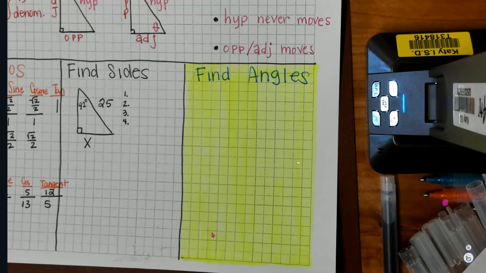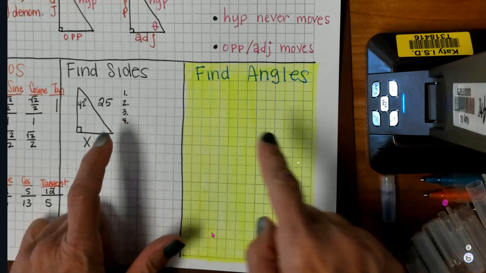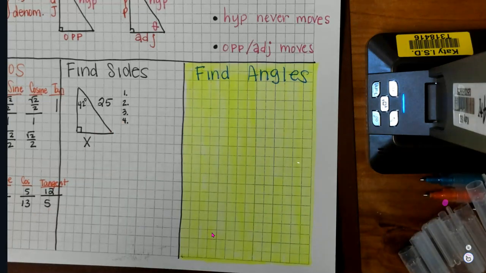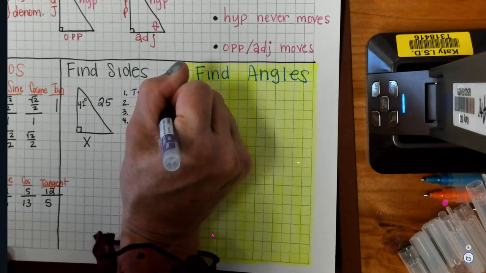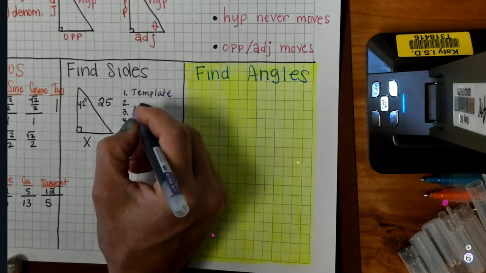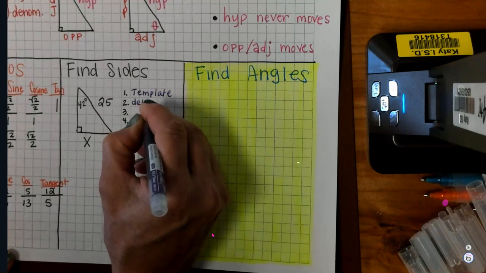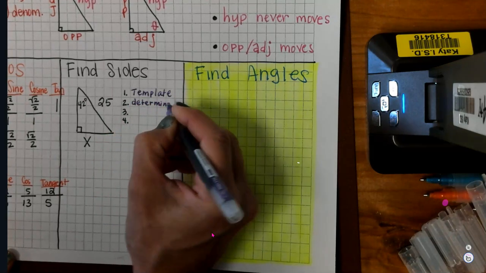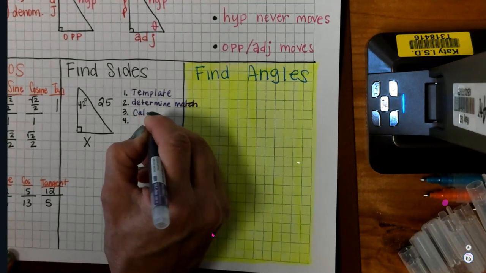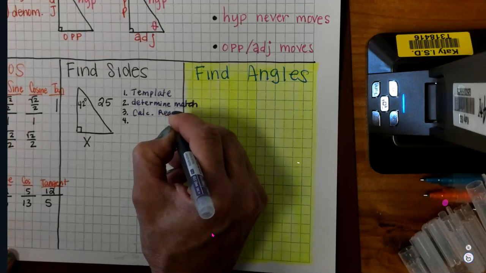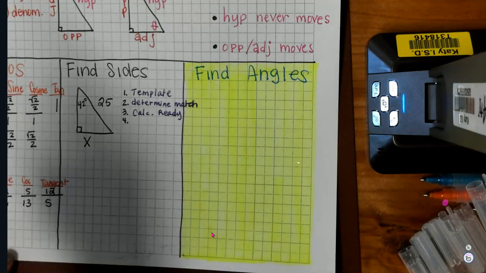So we have this first little example set up. Here are your steps that are going to work for both finding angles and finding sides. Step 1 is to write your template, and I'll show you that. Step 2 is to determine whether it's sine, cosine, or tangent, so determine the match. Step 3 is to write something in calculator ready format. And then step 4, you're going to type it in the calculator.